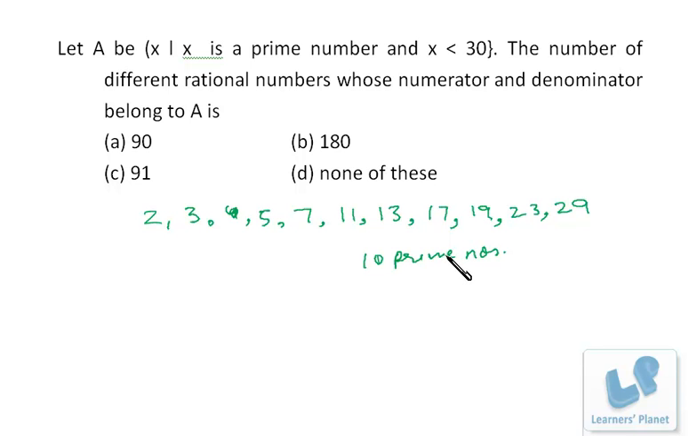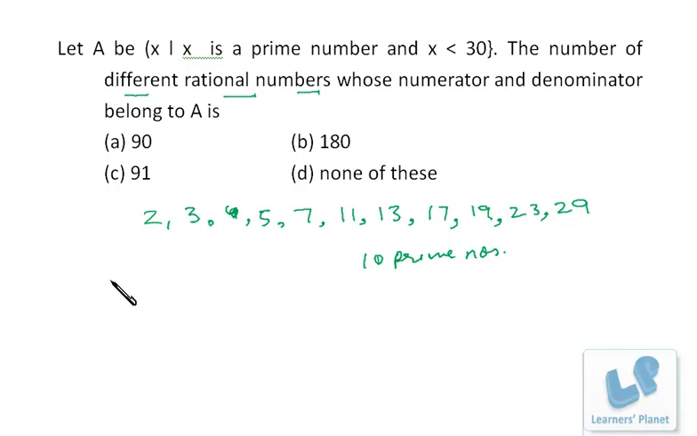Now, see, we have two options. Since we have to find out different rational numbers, first of all we choose two different numbers from these and arrange them in the position of numerator and denominator, right? We cannot choose two same numbers because in that particular case the number will become 1. If the numerator and denominator are the same, the number will become 1, right?